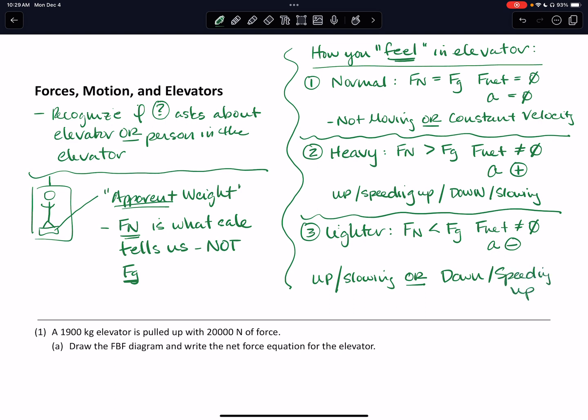Now there is a fourth option. It's not a great option. It's what happens if something happens to the cable that's holding the elevator, it snaps. When that happens, your normal force actually goes away completely because you're in absolute free fall, which means you should feel weightless. But hopefully that never happens.